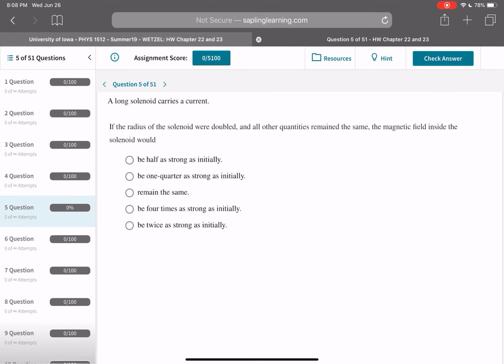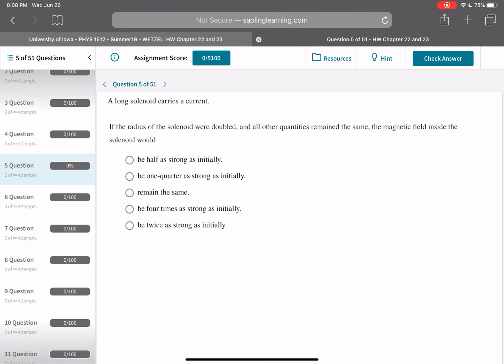Okay, a long solenoid carries a current. If the radius of the solenoid were doubled and all other quantities remain the same, the magnetic field in the solenoid would be, so just find the equation for the solenoid and then double the radius. What happens to the B if you do that?